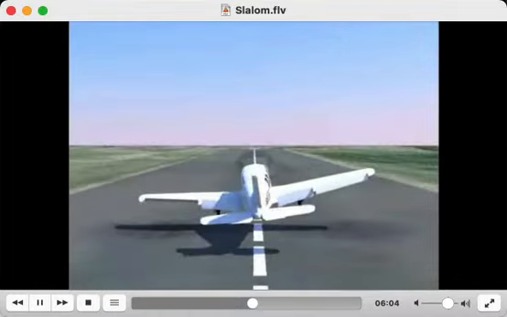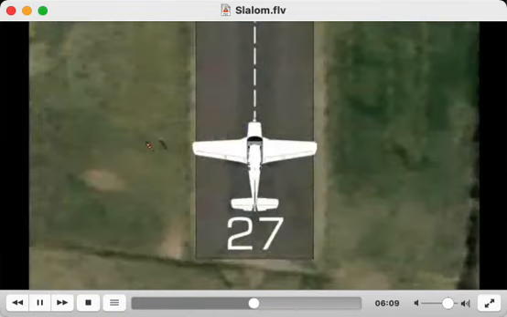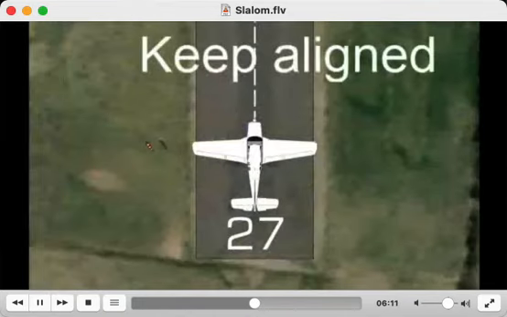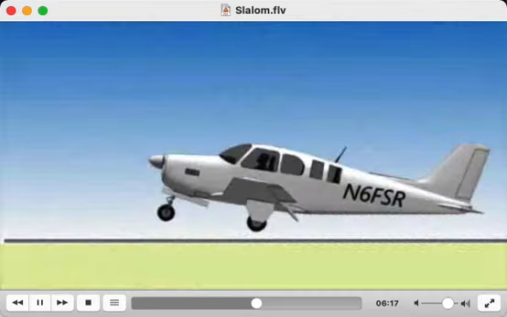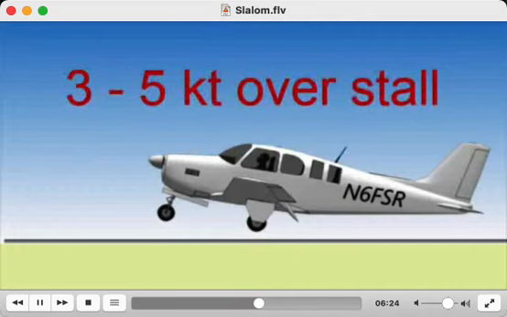There are 3 very important parameters that you must keep under control to get the maximum benefit from the slalom. Always keep your nose pointed at the far end of the runway. Never let it wander. Keep close to the ground without touching. And you should be flying no more than 3 or at most 5 knots above landing speed.